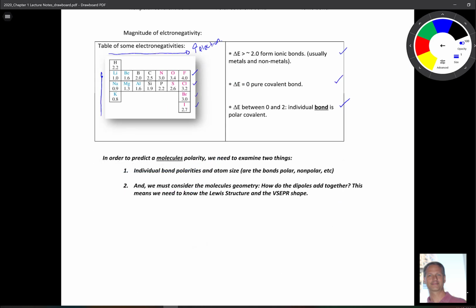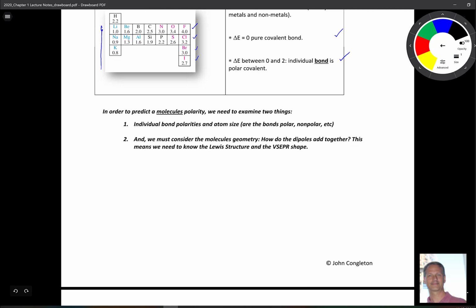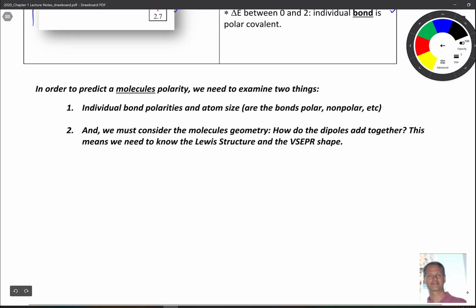Now, guys, the other thing that we need to take a look at here is how do we predict if a molecule is polar? Well, to do that, we're going to generally look at two things. We're going to look at the individual bond polarities, and that includes atom size, that matters also, and the geometry. So how do these dipoles add up? Let's look at an example of something like this. So let's work through this one together. So what if we have something like this? A kind of classic example here.